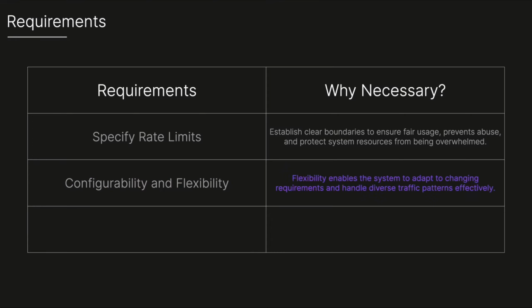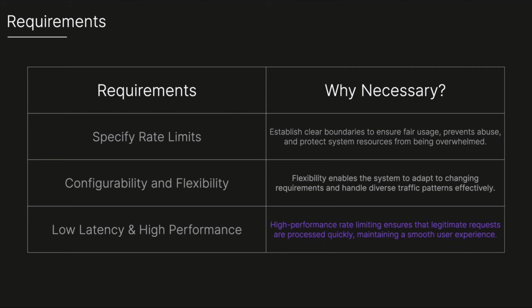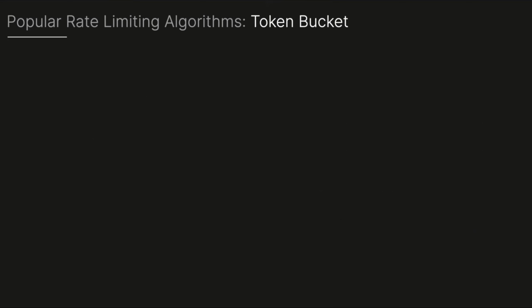And the reason for this flexibility is it enables the system to adapt to changing requirements and handle diverse traffic patterns effectively. And we'll also want low latency and high performance, so we want to implement the rate limiter with minimal impact on request processing time, because high performance rate limiting ensures that legitimate requests are processed quickly, maintaining a smooth user experience.